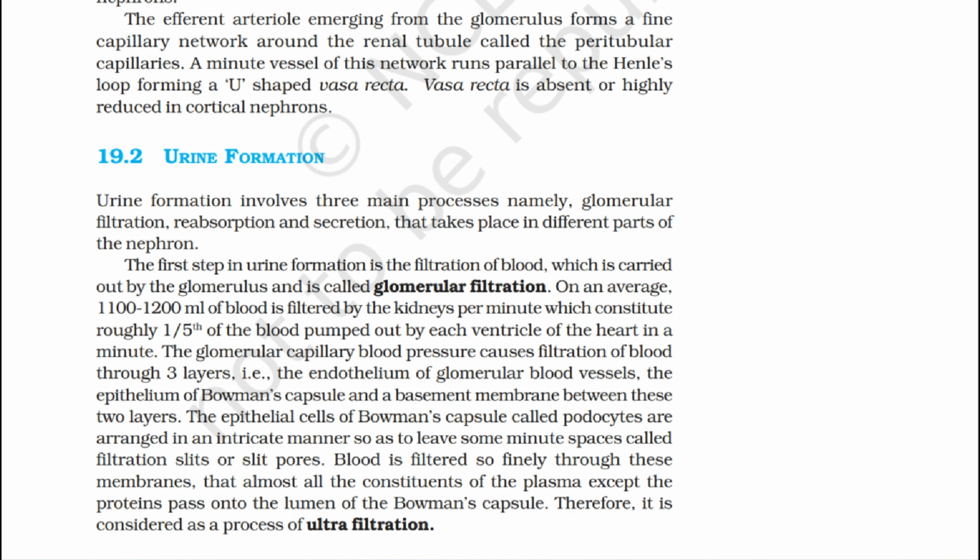The glomerular capillary blood pressure causes filtration of blood through three layers, that is, the endothelium of glomerular blood vessels, the epithelium of Bowman's capsule, and a basement membrane between these two layers. The epithelial cells of Bowman's capsule, called podocytes, are arranged in an intricate manner so as to leave some minute spaces called filtration slits or slit pores. Blood is filtered so finely through these membranes that almost all the constituents of the plasma except the proteins pass on to the lumen of the Bowman's capsule. Therefore, it is considered as a process of ultrafiltration.